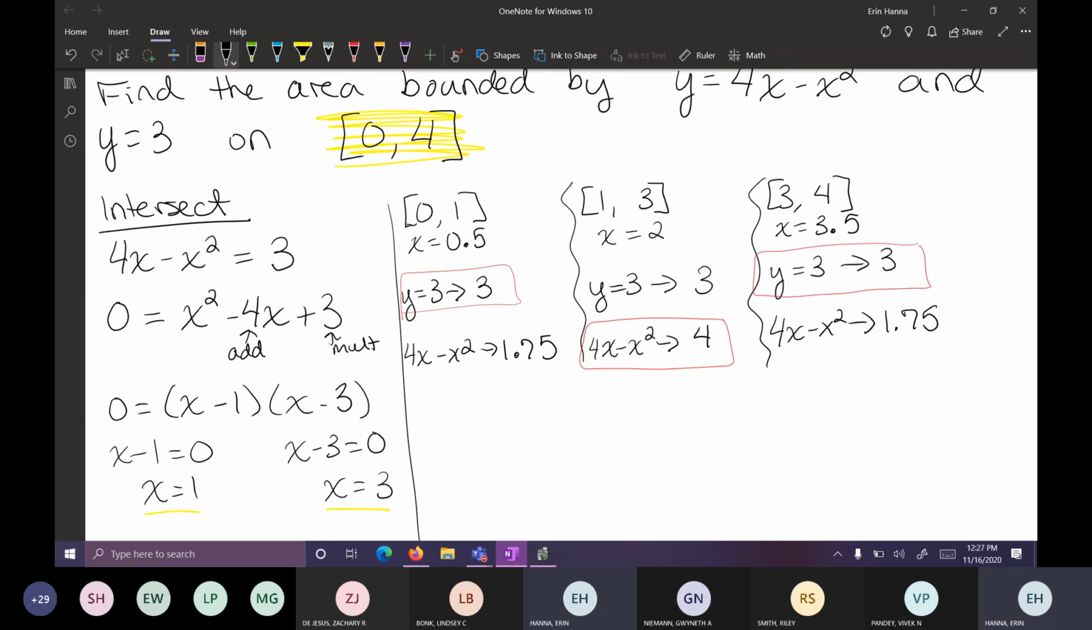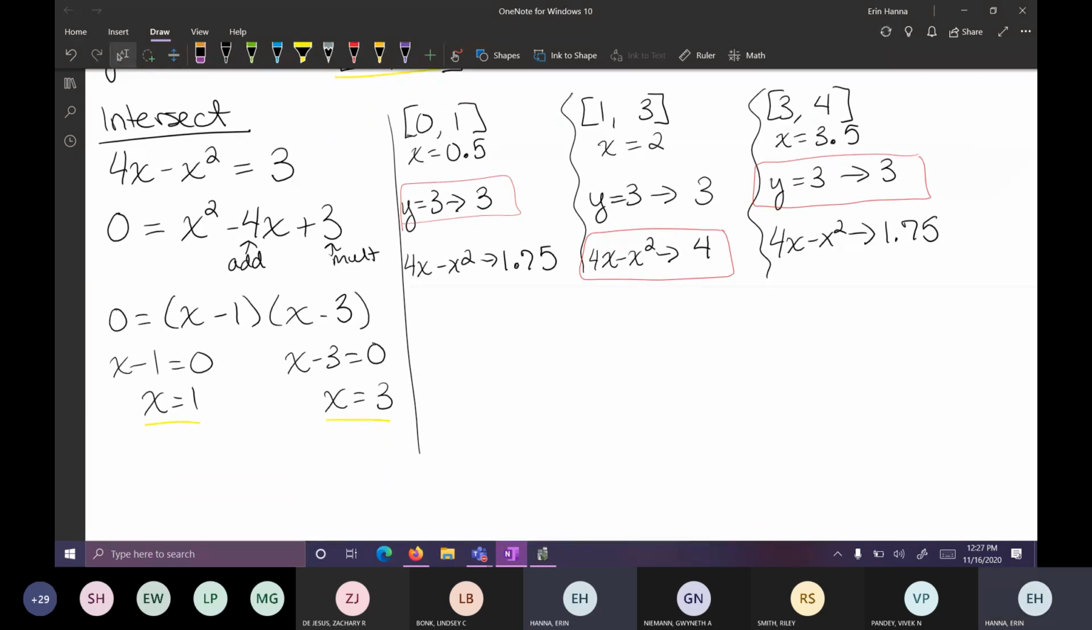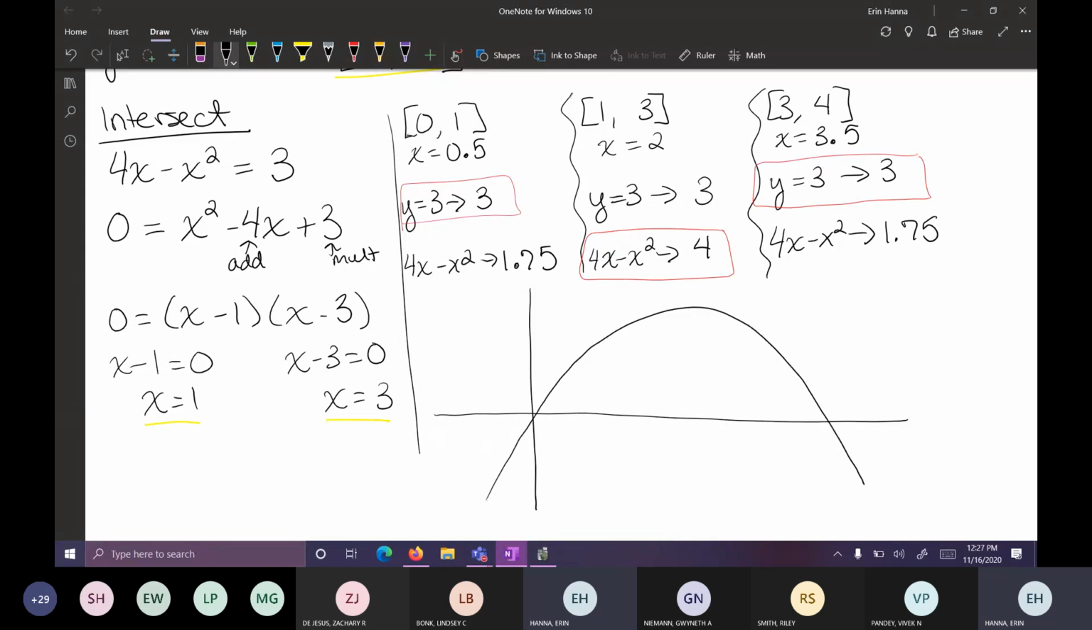Our graph of this, if you like to do these graphically instead, looks like this. That's a very slanty line. That's a little off, but gets the point across. And so this is x equals 1. This is x equals 3. So we're going from x equals 0 to x equals 4. So we have that y equals 3 is on top, and then the parabola is on top, and then y equals 3 is on top again.